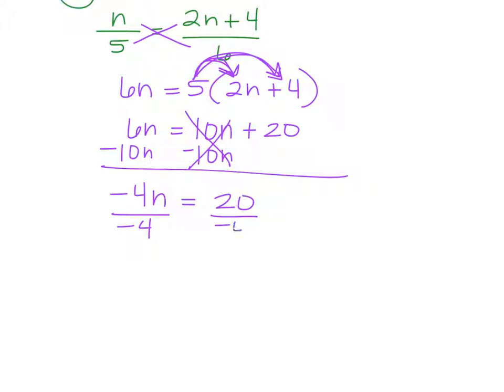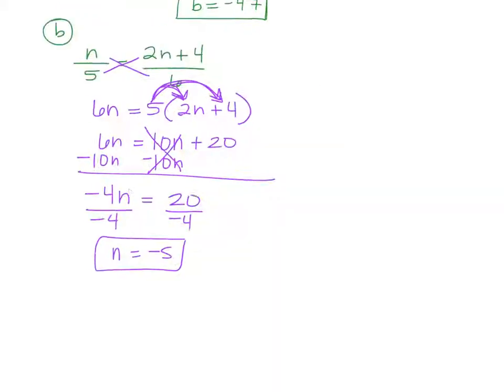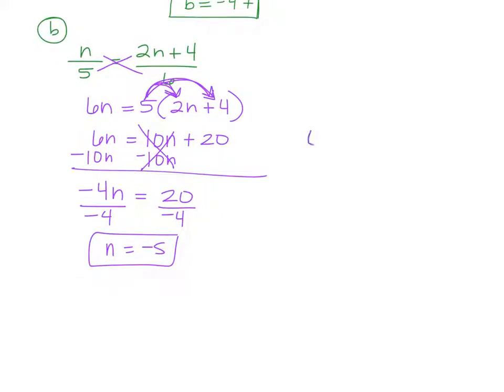Divide by negative 4. So n is negative 5. Okay, so that's one way you could do it. Let me show you the other way. If it's 6n equals 10n plus 20, some of you prefer to keep it positive, right?